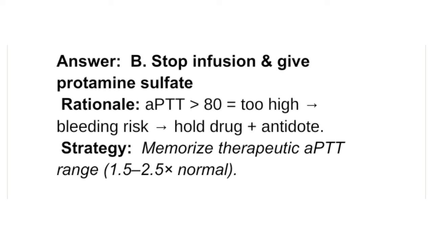Rationale: APTT greater than 80 equals too high a bleeding risk, hold the drug plus give the antidote. Strategy: memorize the therapeutic APTT range, 1.5 to 2.5 times normal.